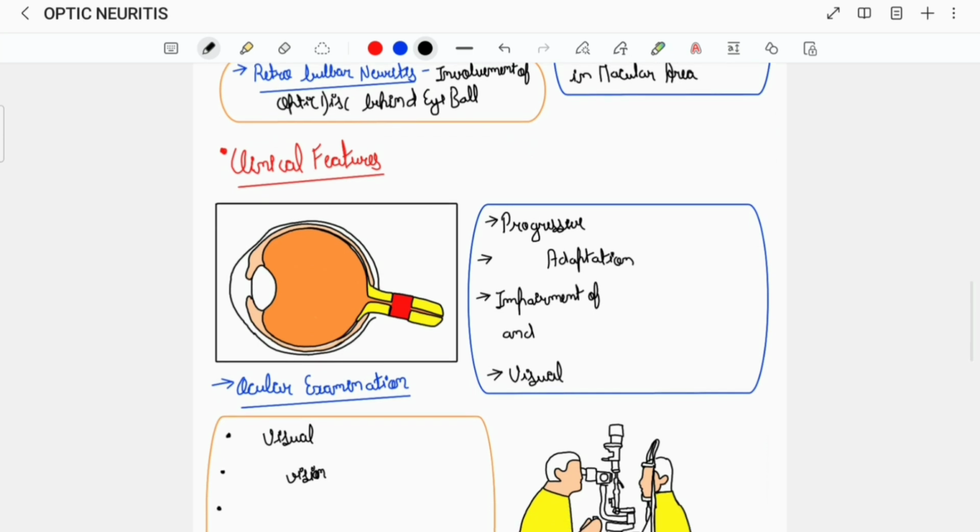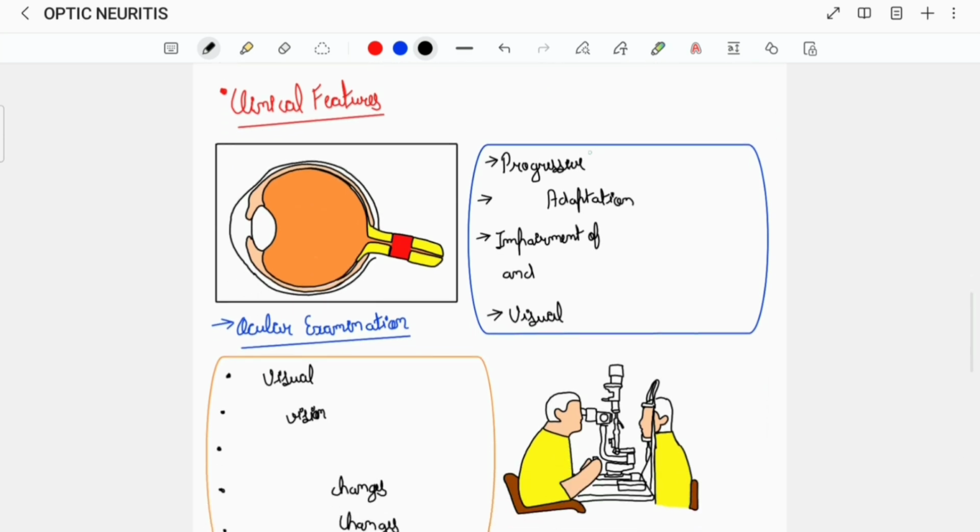Clinical features of optic neuritis can include progressive visual loss, dark adaptation is lowered, impairment of color vision and depth perception, and visual obscuration.